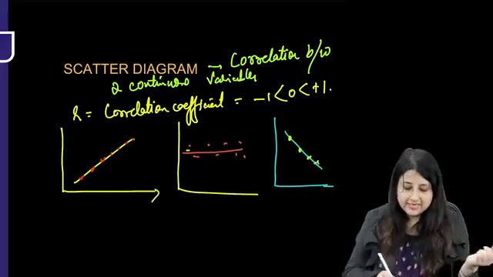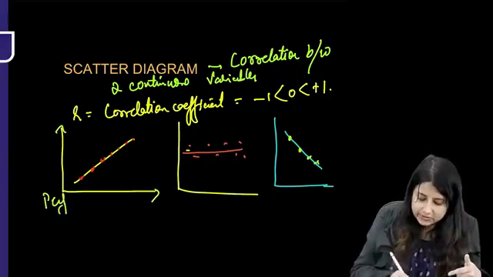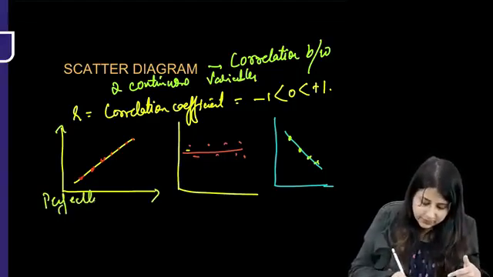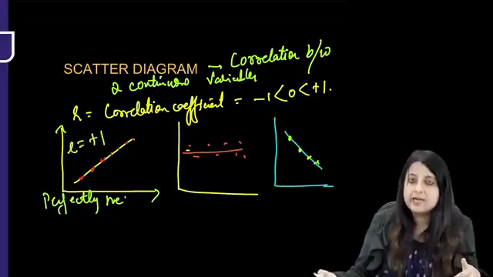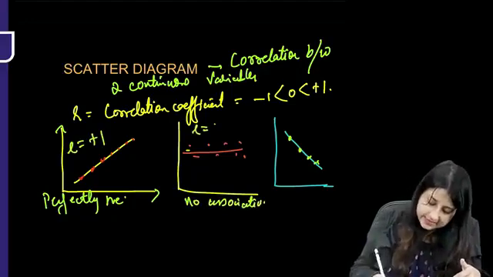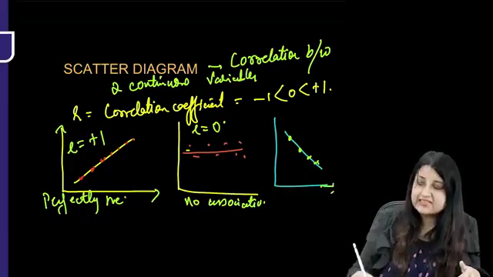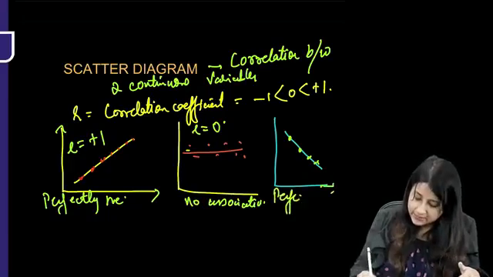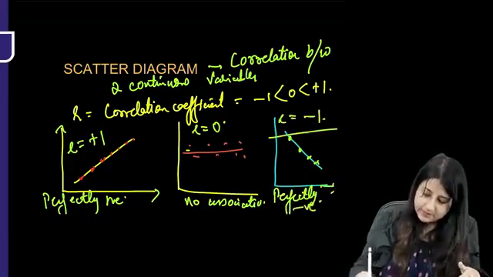Now here, if the x-axis rises, the y-axis also rises, and all the dots are on the line. So this is perfectly positive, where r is equal to +1. Here, there is no association between the x and y axes. So here, r is equal to 0. And look at this: if the x-axis rises, the y-axis decreases. This is perfectly negative, everybody. r is equal to -1.